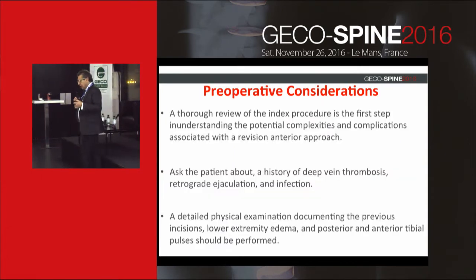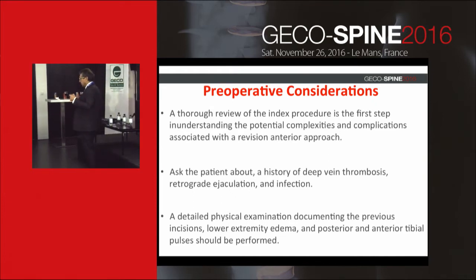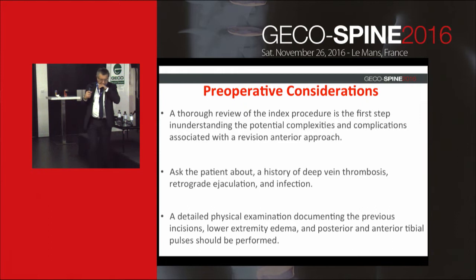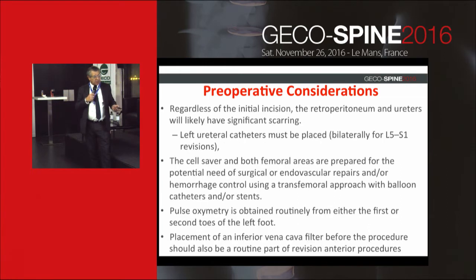Then, once we have decided to make an anterior revision, we need some preoperative considerations. A thorough review of the index procedure is the first step, and Professor Steib told you that we have to look at the previous surgery, the previous access. Ask the patient about the history of deep vein thrombosis, retrograde ejaculation, and infection. A detailed physiotherapy examination is very important.